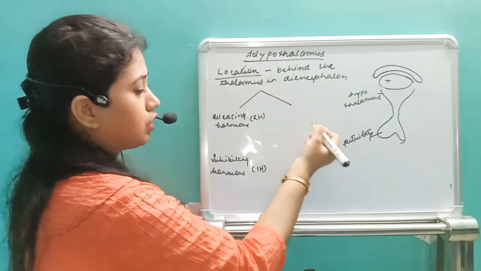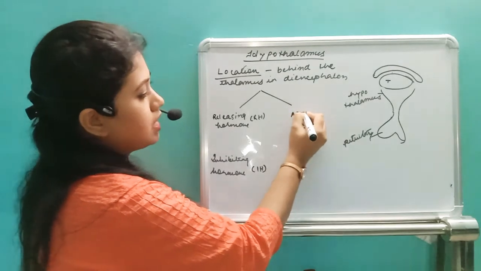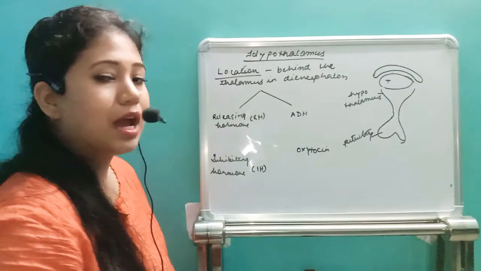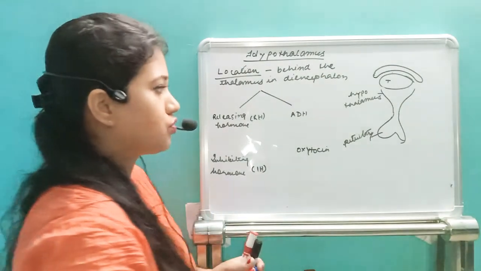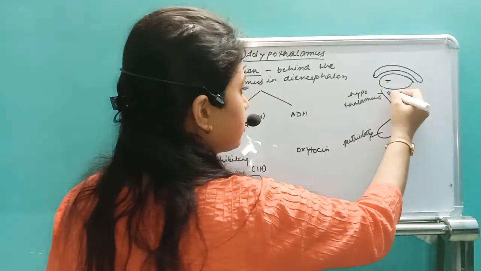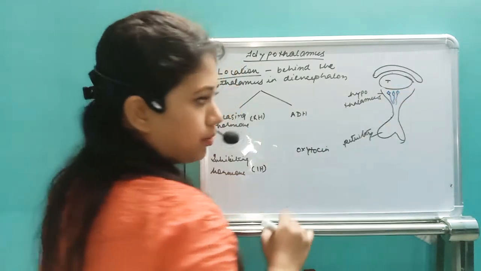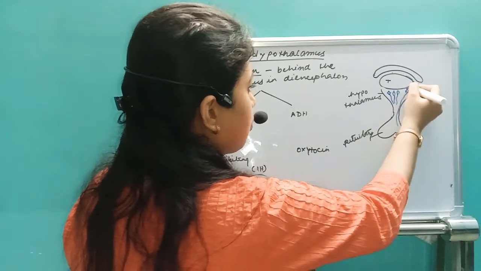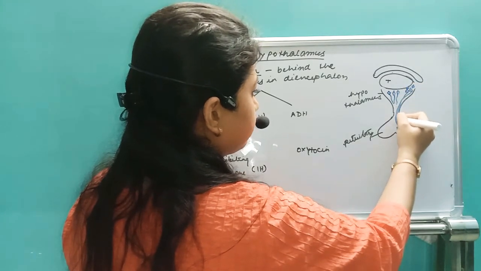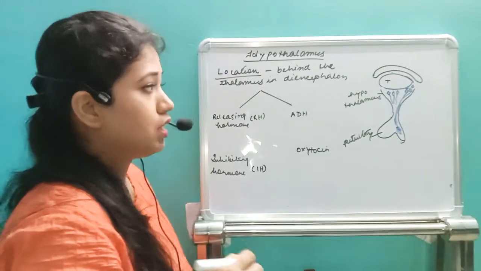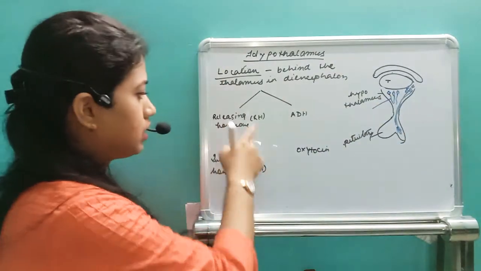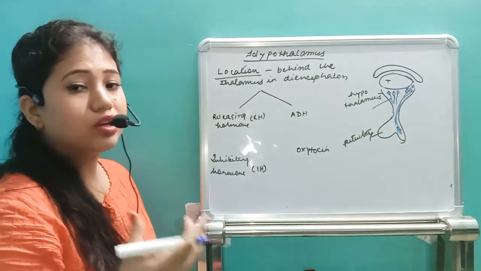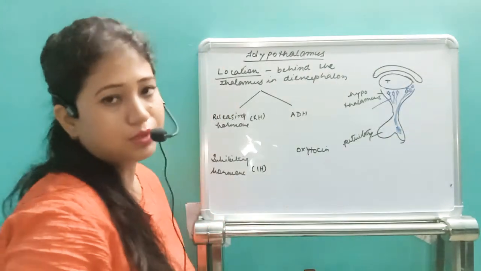Second, another two hormones are released by it: one is called ADH and the second is called oxytocin. In this hypothalamus, we have two types of neurosecretory cells. Suppose these are some neurons present here. Some neurons have axon terminals that go to this part. They secrete the releasing hormone and inhibiting hormone, which stimulate or inhibit the anterior part of the pituitary gland.